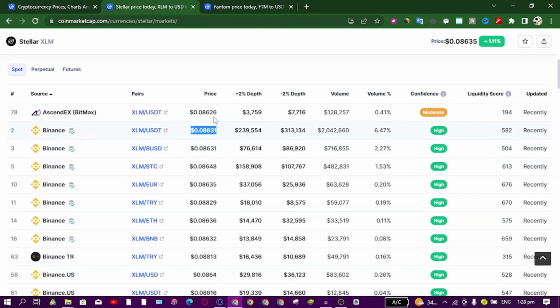Now you can use USDT and buy XLM here and sell it at BTC and convert the BTC to USDT, and you'll be making your own profit. You see, there's a difference between the two prices, and that's where we'll be making our profit. 648 and 631. That means you use your BTC and buy XLM and sell it on USDT.